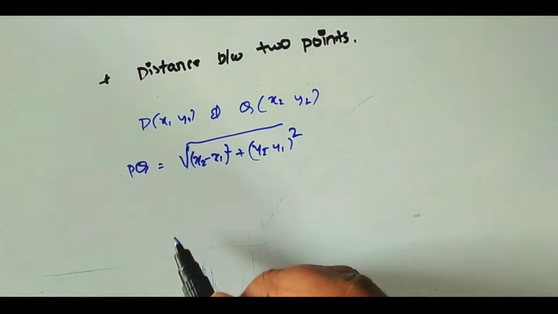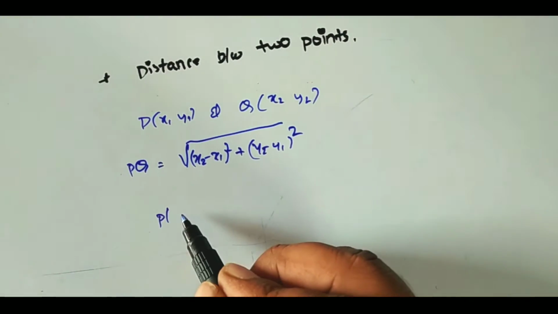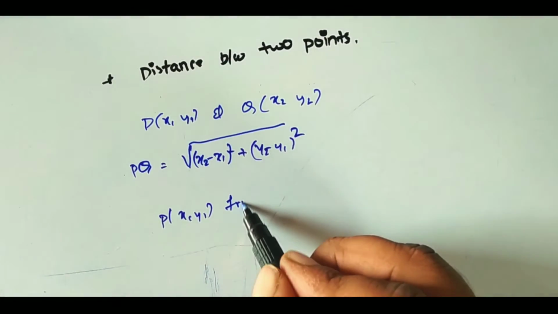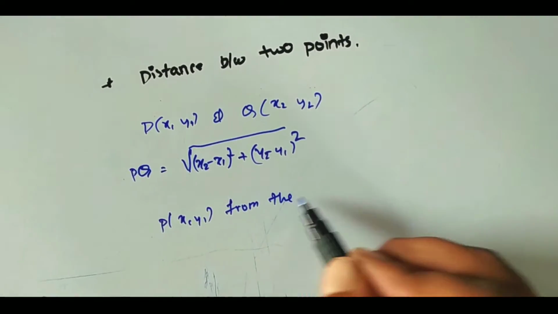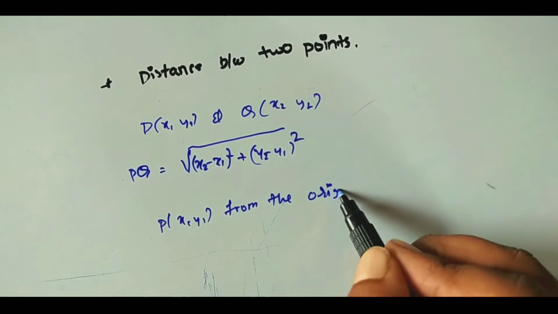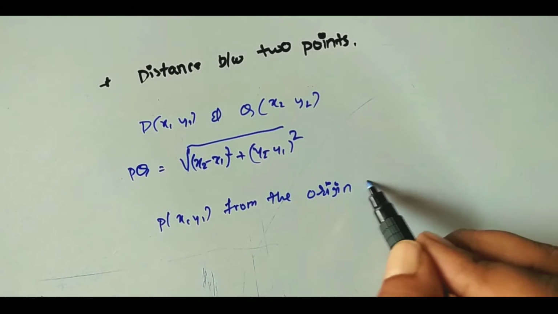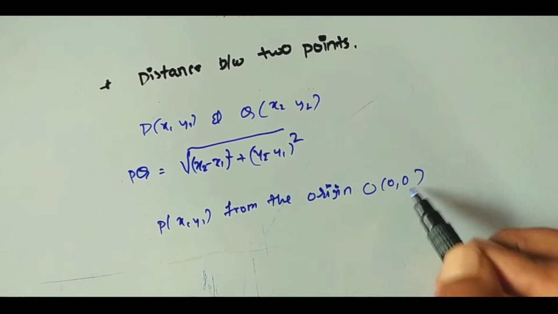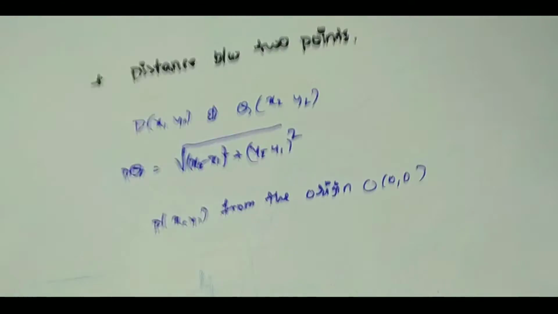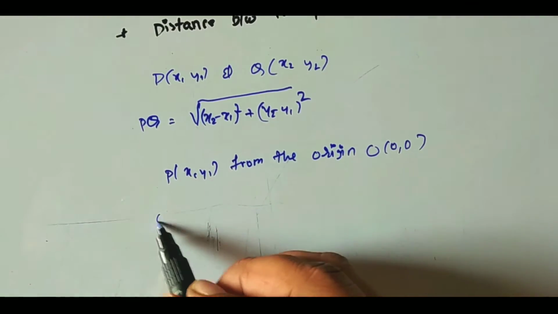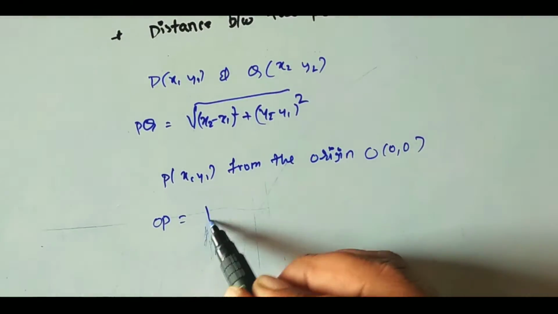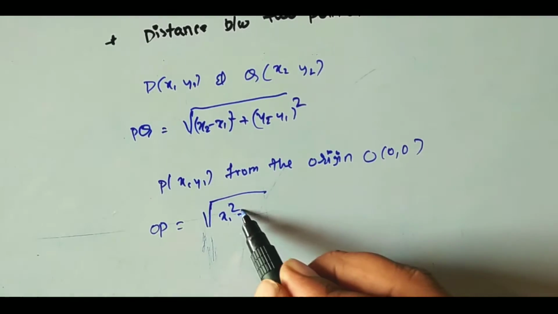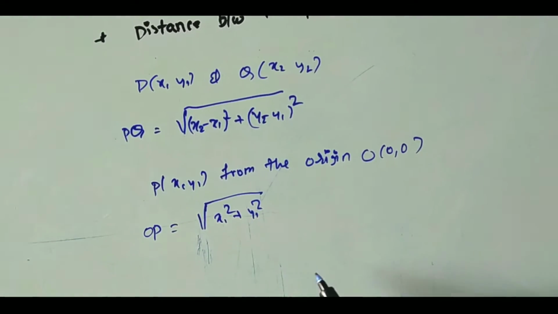When P point is x1 y1 from the origin, so O we take O point 0 comma 0. So here the OP distance formula is under root x1 whole square plus y1 whole square.